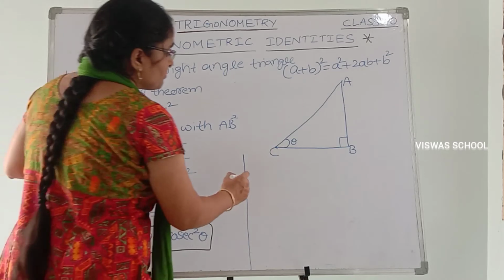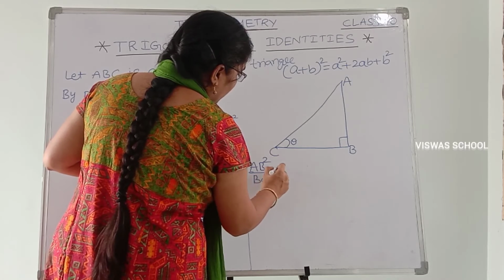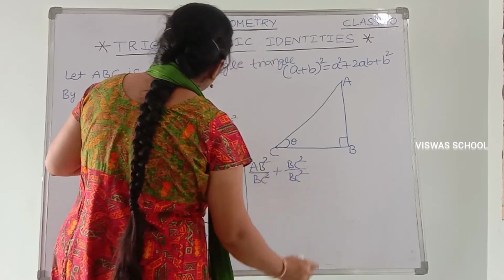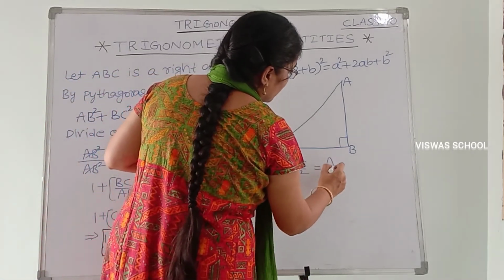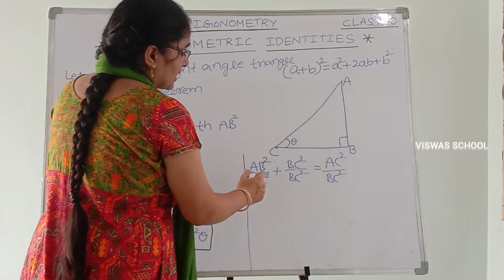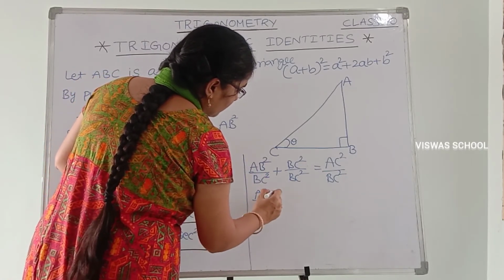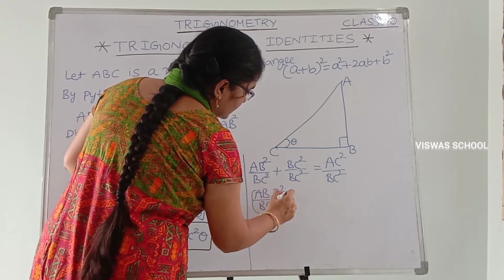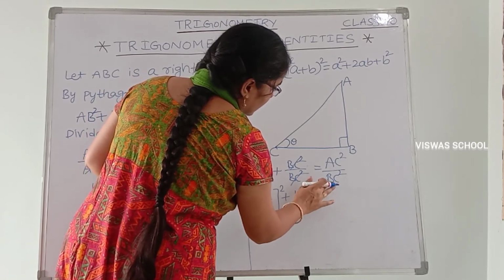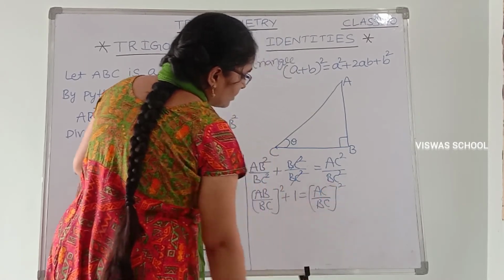Then what you get here? That is AB square by BC square plus BC square by BC square. And right hand side is what? AC square by BC square. That is here AB square by BC square means this is AB by BC whole square plus BC square cancel, it is equals to 1. And this is AC by BC whole square.